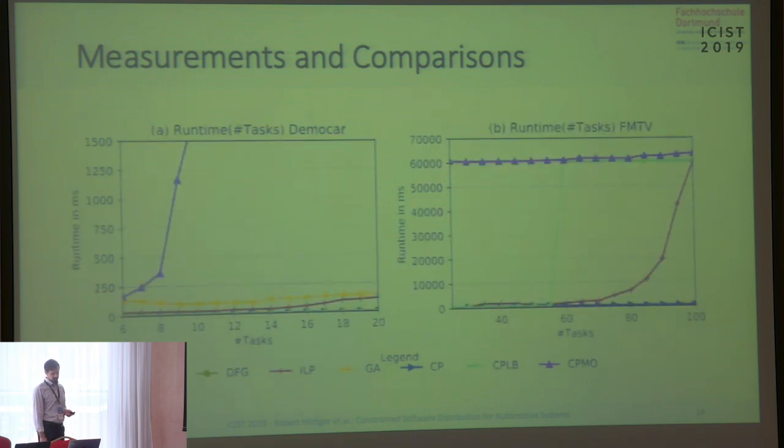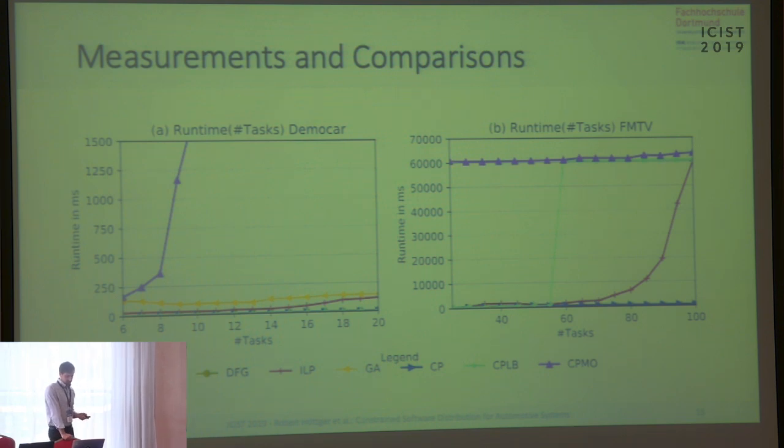We also checked the runtime, and of course the multi-objective optimization is the worst. As you can see over here, the constraint programming approach also rises. It is limited to 1 minute of solver runtime over here. The ILP solver also reaches the maximum at around 100 tasks already. Without optimization and with the heuristic, the runtime is the lowest.